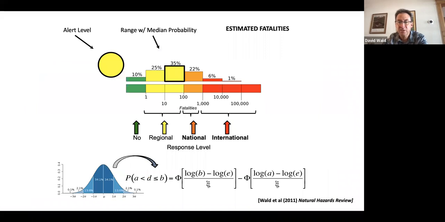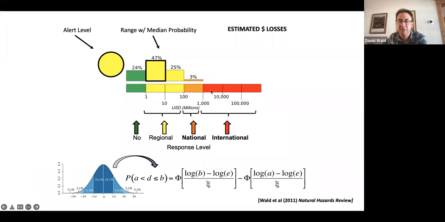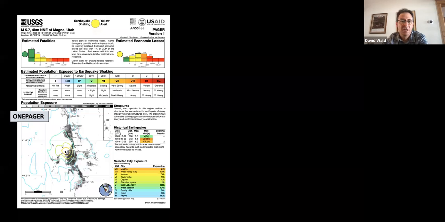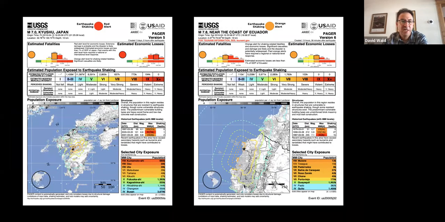So this is the actual way that's portrayed, and we can provide the uncertainty as the probability of being in adjacent ranges of fatalities that are a factor of 10. Same thing with economic losses. So I already showed that. So around the world, we have earthquakes.